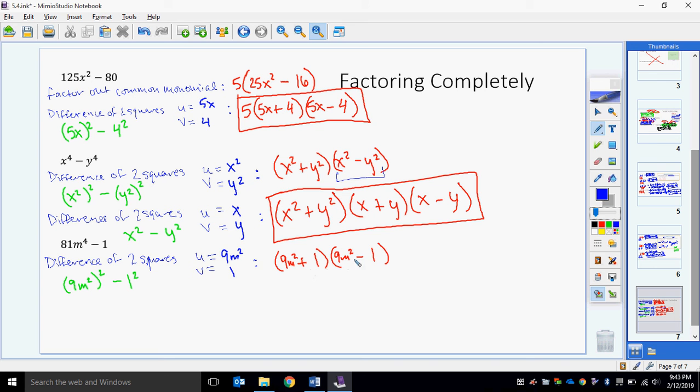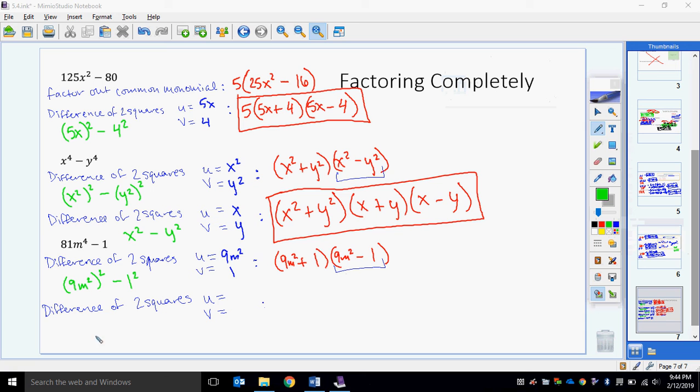It's a difference. So I'm checking to see, is it a difference of cubes or a difference of squares? Well, 9 isn't a cube number. Remember, it's a square number because 3 squared is 9. And m is a squared variable. And 1 can be written as a square. So again, I have a difference of two squares.